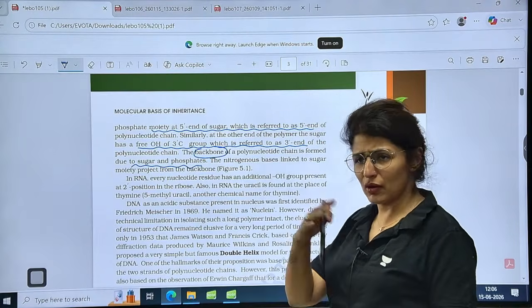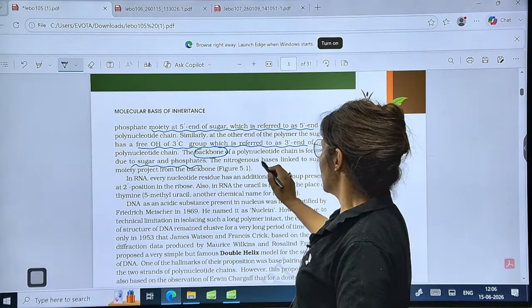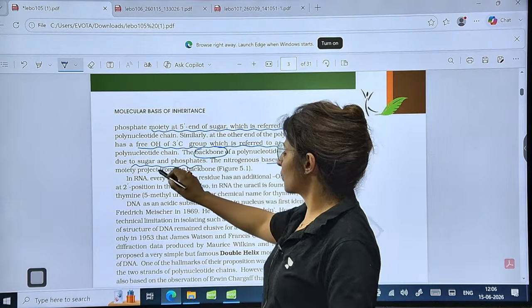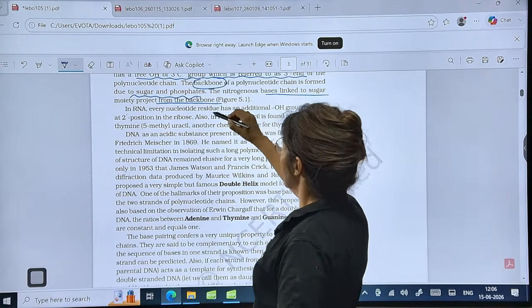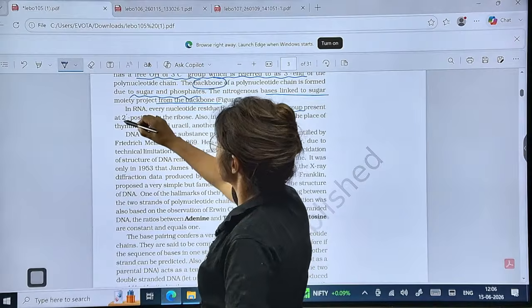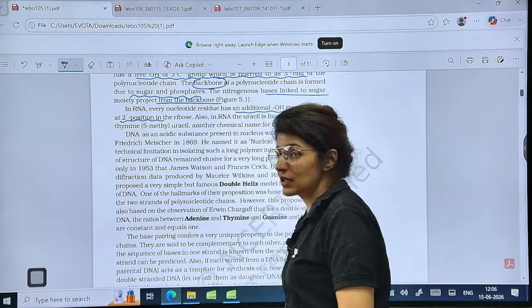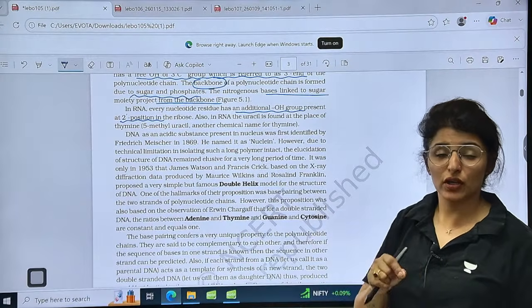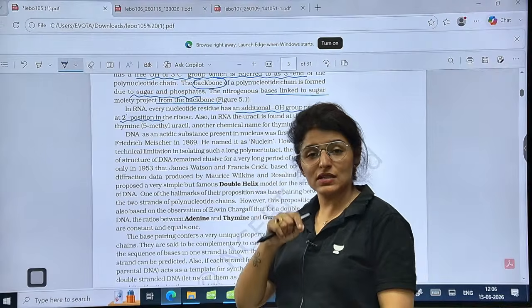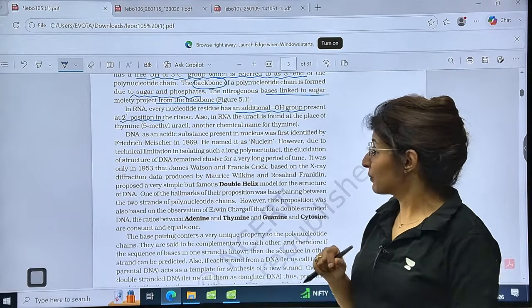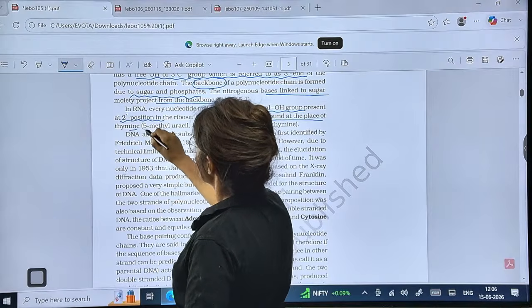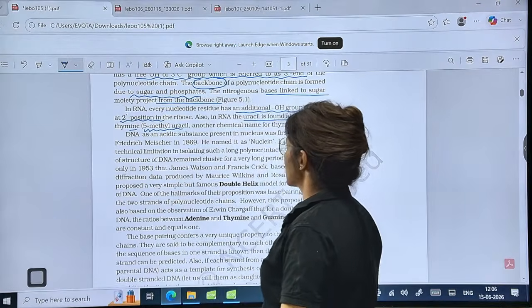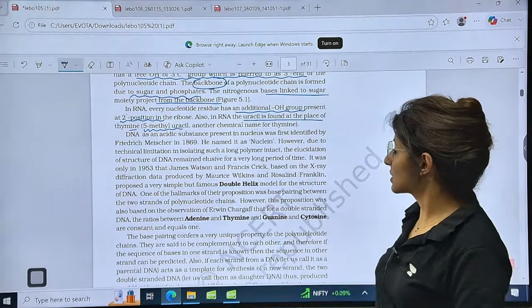Now, this is common for both DNA and RNA. Nitrogenous bases linked to sugar project from the backbone. Now, talking about RNA, RNA has an additional OH group present at the 2 position, and it is the 2 position of sugar that will decide whether it is deoxyribose or ribose, right? Now, in RNA, uracil is found in the place of thymine. What is another name for thymine? 5-methyl uracil. This was a question I've just discussed.